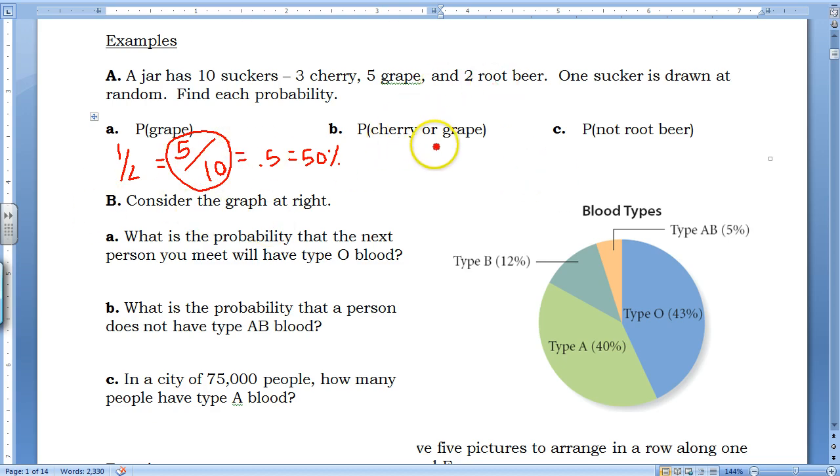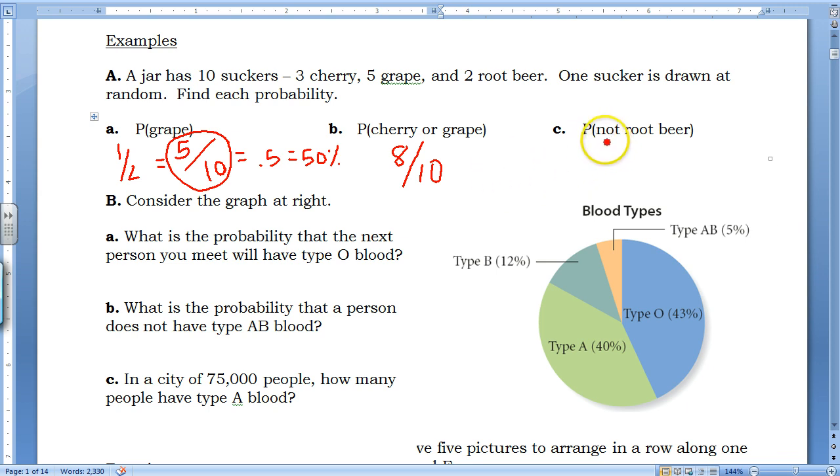What's the probability of having a cherry or grape? So if I look up here, I have 3 cherries and I have 5 grapes, and I'm going to put those together. 3 and 5 makes 8 out of 10. So again, you can reduce this to 4 out of 5, or you can divide it to get 0.8, or you can make it a percent, 80%. All of those are correct.